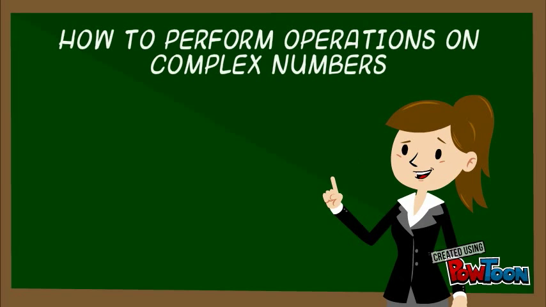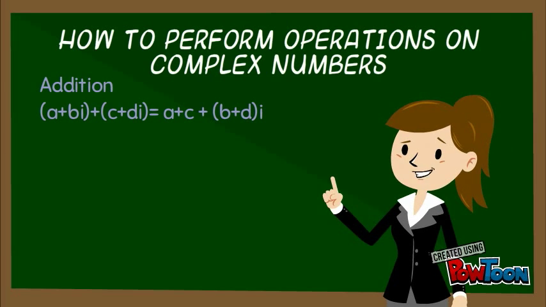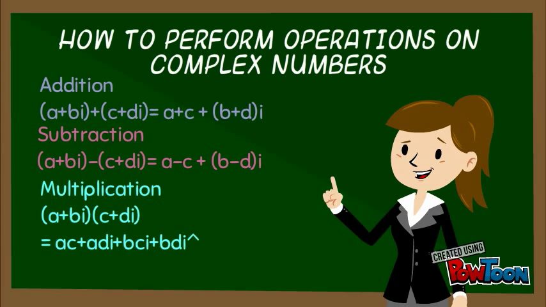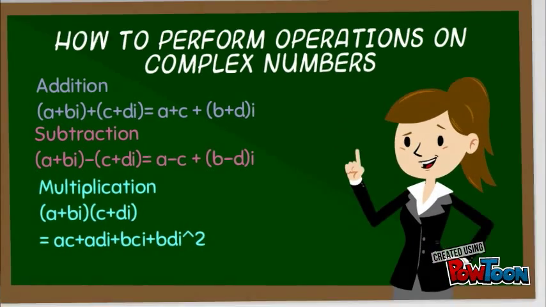When adding complex numbers, combine like terms, which means adding the real parts together and the imaginary parts together. When subtracting, be sure to distribute the negative to both the real and imaginary parts of the complex number you are subtracting. When multiplying, multiply them like how you would multiply two binomials.